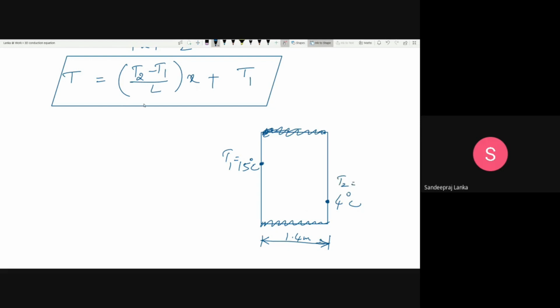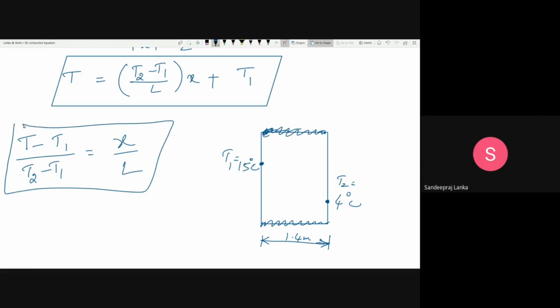Now, if you look at this equation, I can transform it into (T minus T1) by (T2 minus T1) is equal to x by L. Okay, this is a simple way of writing the same equation. See, the beauty of this equation is that it will help you find the temperature at any given x. At this x you know, at this x you know. In between you don't know. To find out the temperature in between, maybe at 1 meter, maybe halfway, 1/4 or 3/4, anywhere you want to find, this equation will be helpful to you.